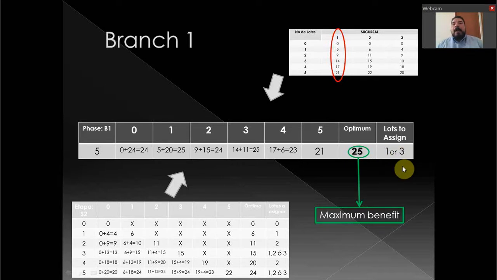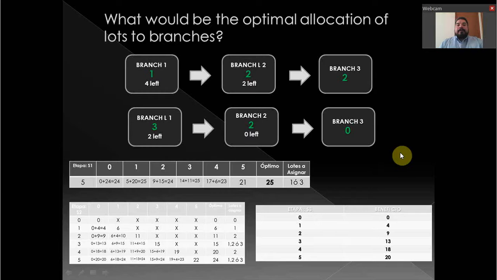So at this time, what we know is that we have a 25,000 pesos benefit, but we need to know how to assign them. So at branch number 1, I can assign 1 or 3 lots. If I assign 1 at branch number 1, I will have 4 lots left. And if I assign 3 lots, I will have 2 left.